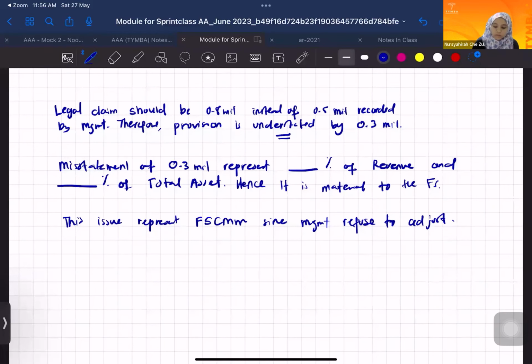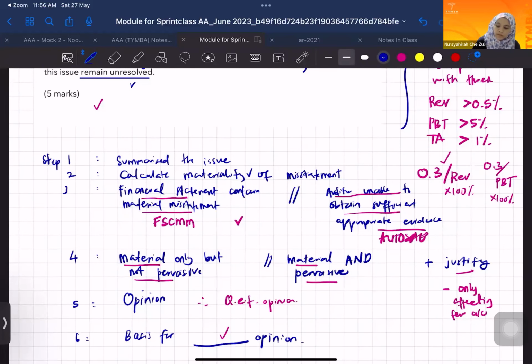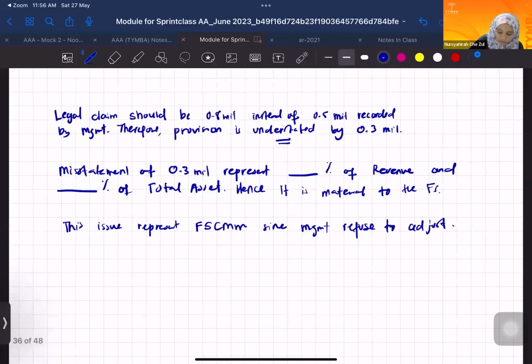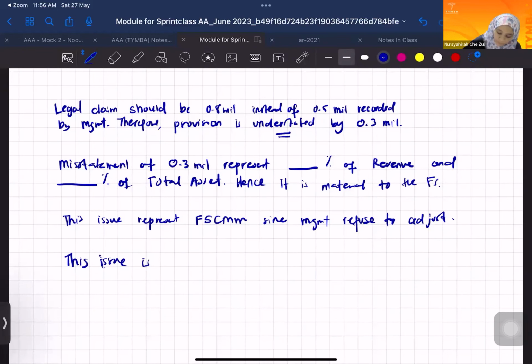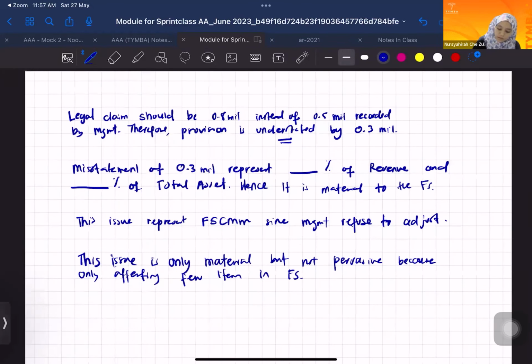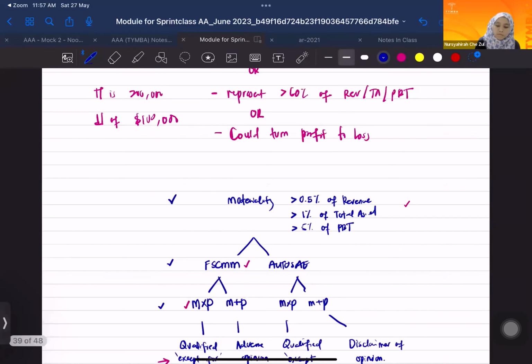Next, material not pervasive or material plus pervasive together with the justification. So next, step 4, you just continue using the same simple English. This issue is only material but not pervasive because it is only affecting a few items in FS. The last one, now you derive at appropriate opinion by using this chart right here.